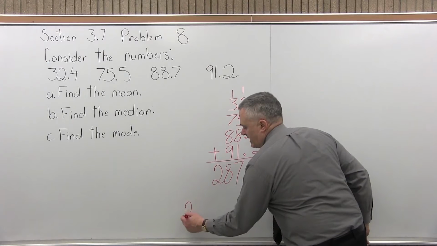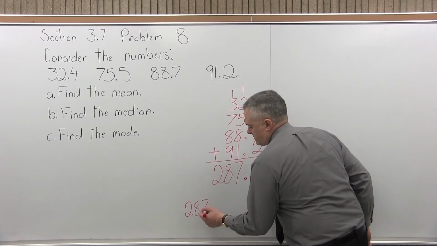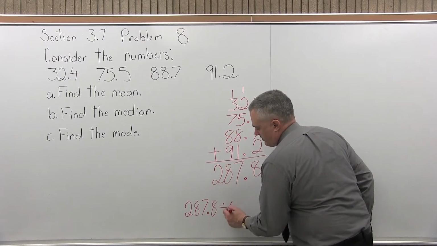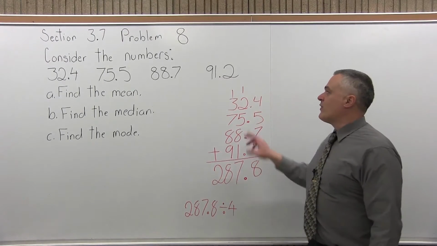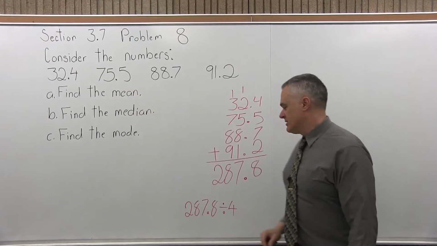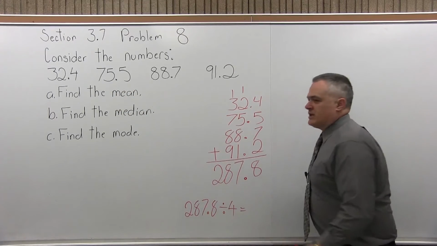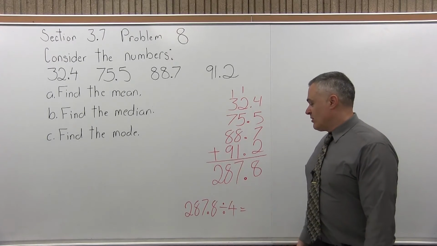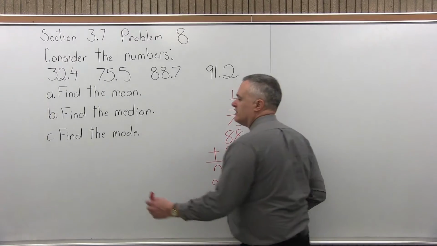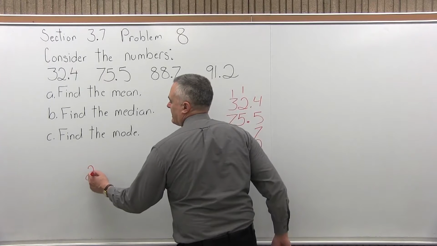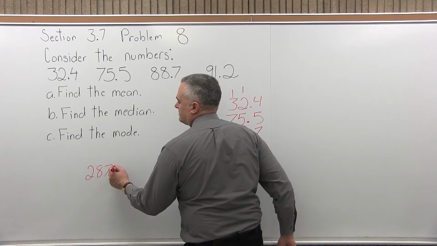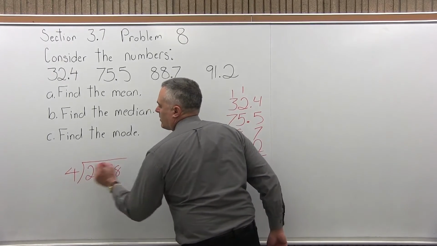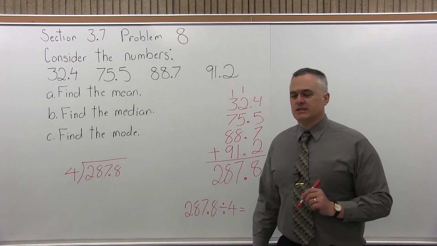Now again, if you have a calculator, the way you want to do that is just put the number that you want to divide in first, press the division symbol, enter what you want to divide by. Again, why 4? Because there are 4 numbers in my list of numbers. Equals, and you get the answer right away. Now, if you don't have a calculator, what you have to do is put the 287.8 under the division symbol, and the 4, the number you're dividing by, in front of the division symbol.